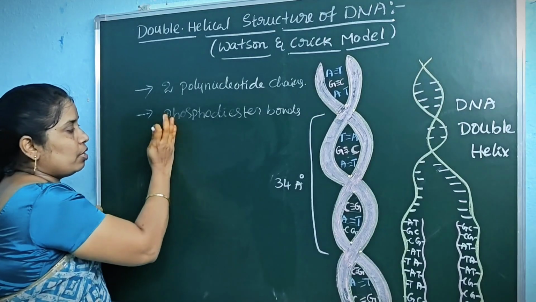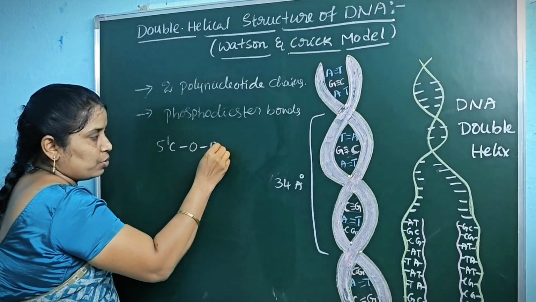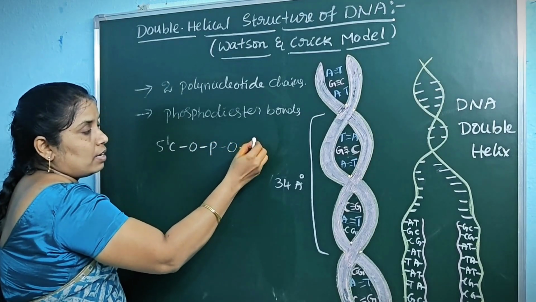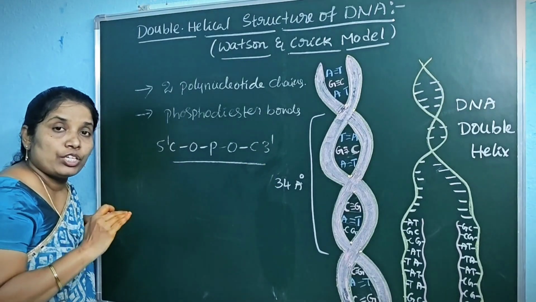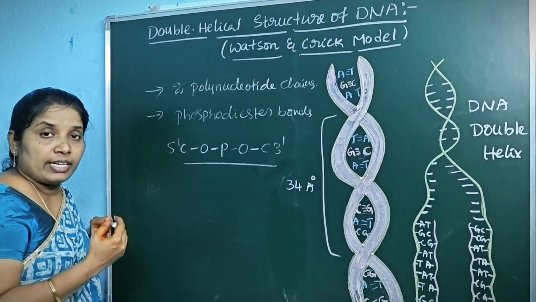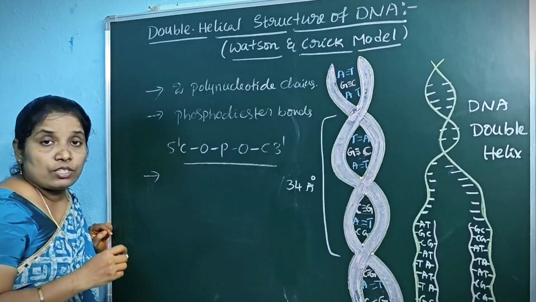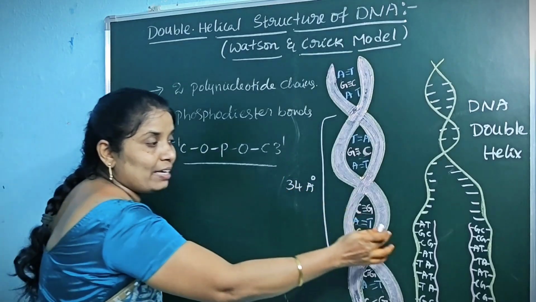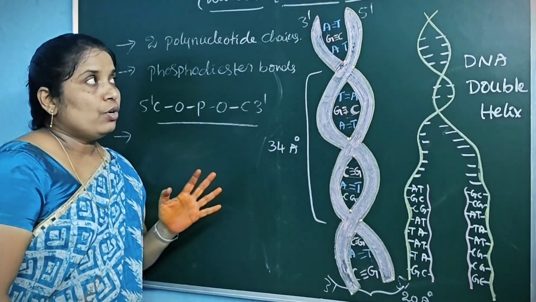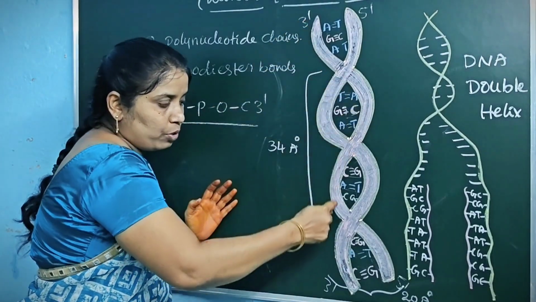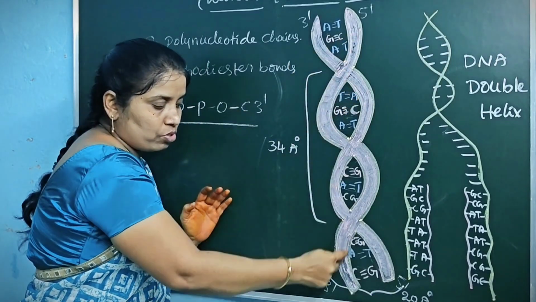So a phosphodiester bond is nothing but 5' carbon, oxygen, phosphate group, again oxygen, again 3' carbon. This is established in between two sugar molecules. We have already discussed this in the previous video. The next point is that the two strands of DNA are arranged anti-parallel to each other. Anti-parallel means one strand runs in the 3' to 5' direction, and the opposite strand runs in the 5' to 3' direction.